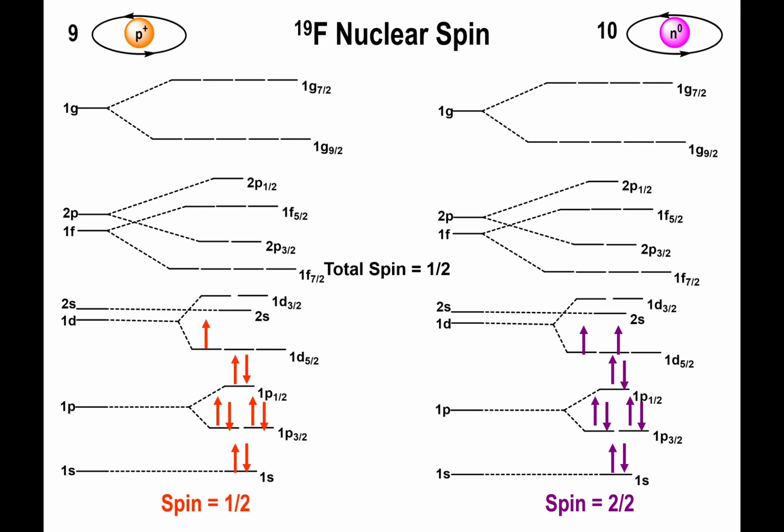All right, there's other nuclei as well that do possess nuclear spin that I want to mention so that you're aware of them. One of them is fluorine-19. Now, fluorine is the 9th element in the periodic table, so you have 9 protons.